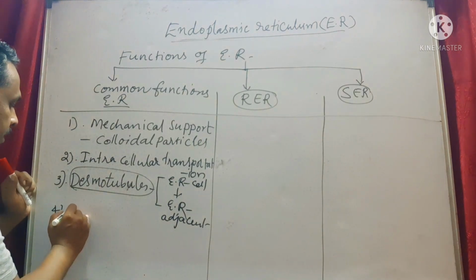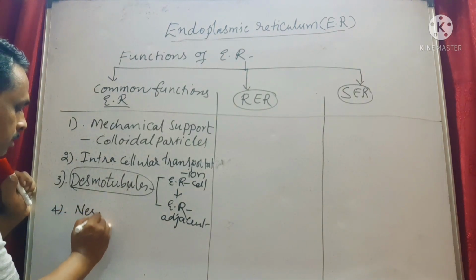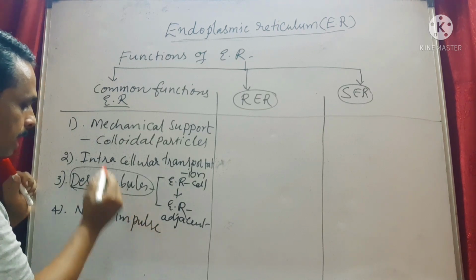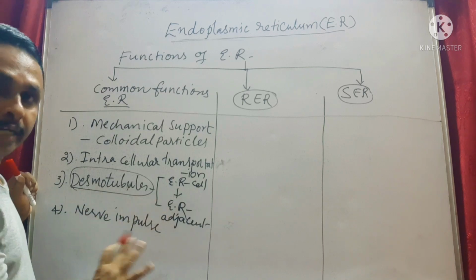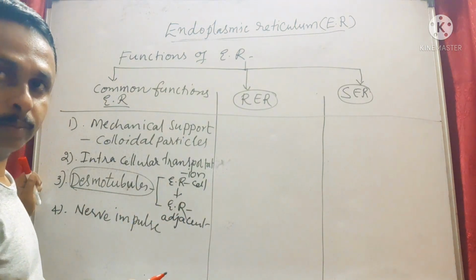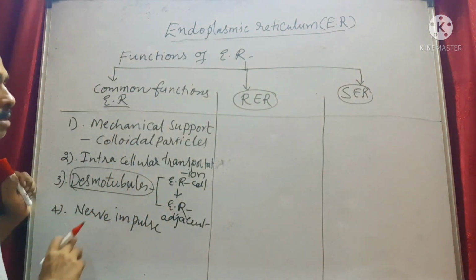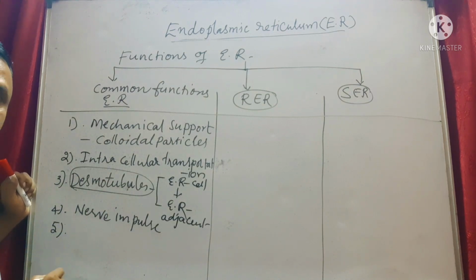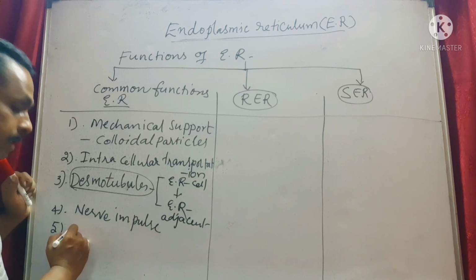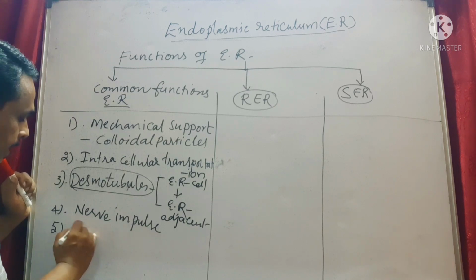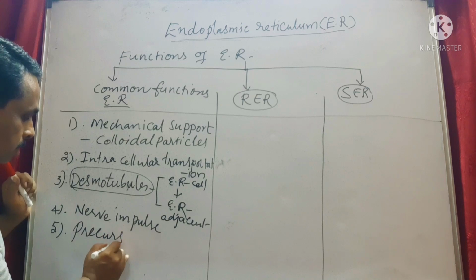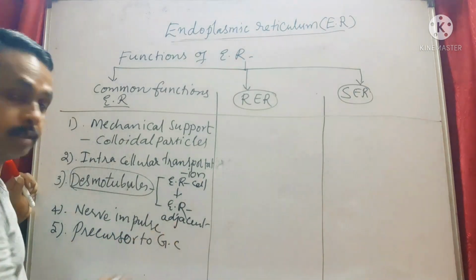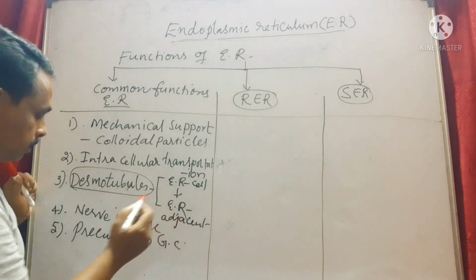This is one. And the fourth function is, these are involved in transmission of nerve impulse. So for the transmission of nerve impulse throughout the cytoplasm of eukaryotic cells, these endoplasmic reticulum are important. And the next one is, these are providing precursor to Golgi complex.